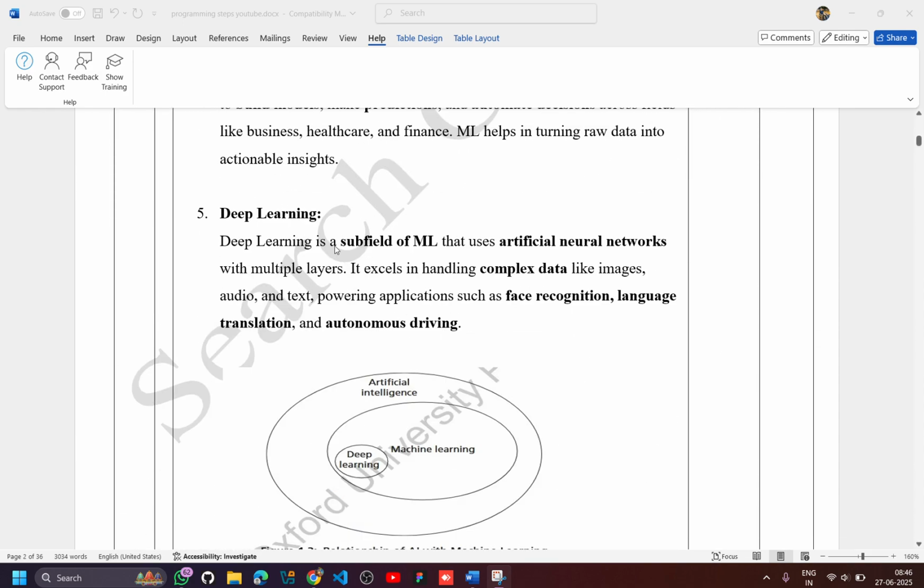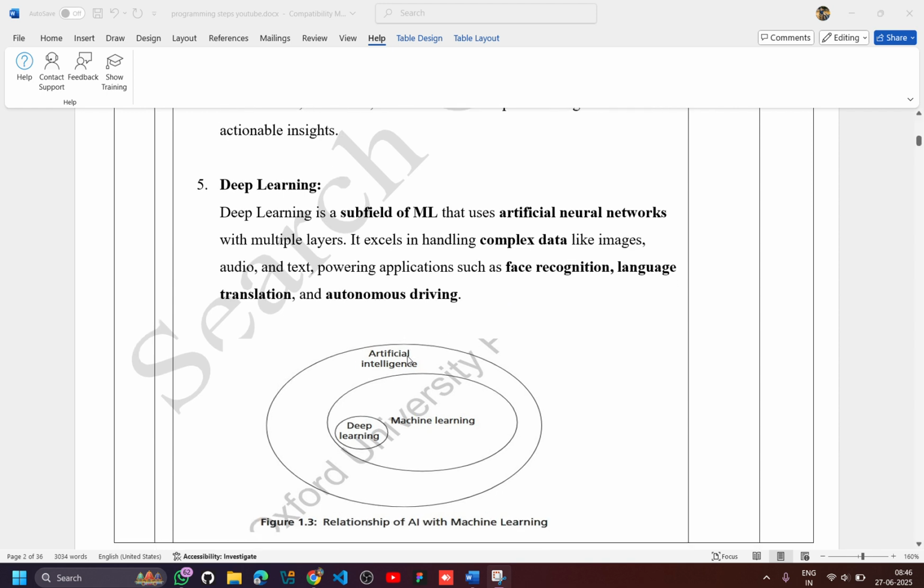After that, deep learning, guys. Deep learning is a subfield of machine learning that uses artificial neural networks and convolutional neural networks, and many more libraries in machine learning are used by deep learning. With multiple layers it excels in handling complex data like images, audio, and text, powering applications such as face recognition, language translation, and autonomous driving, guys. You can see that automated cars are now coming to the market, right? That is happening with the help of deep learning only, guys.